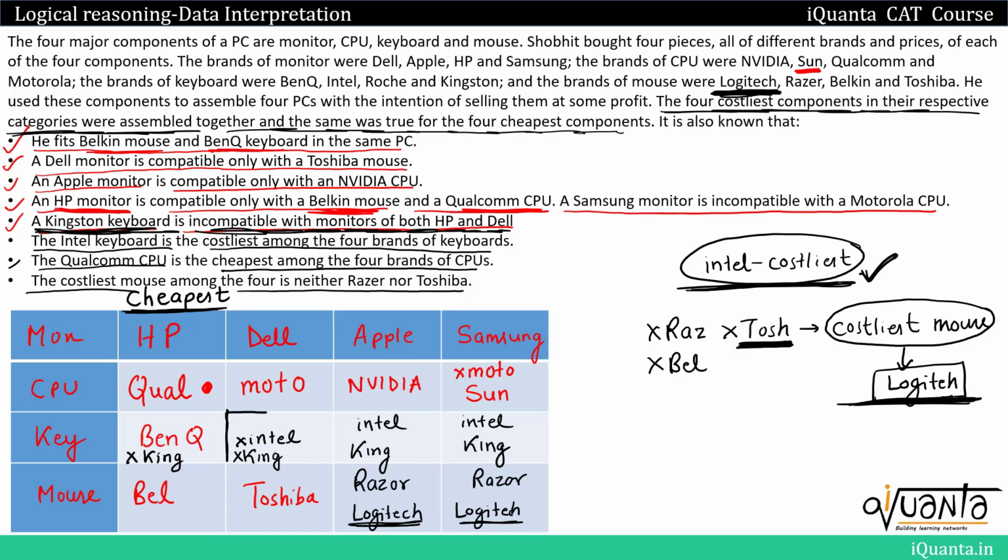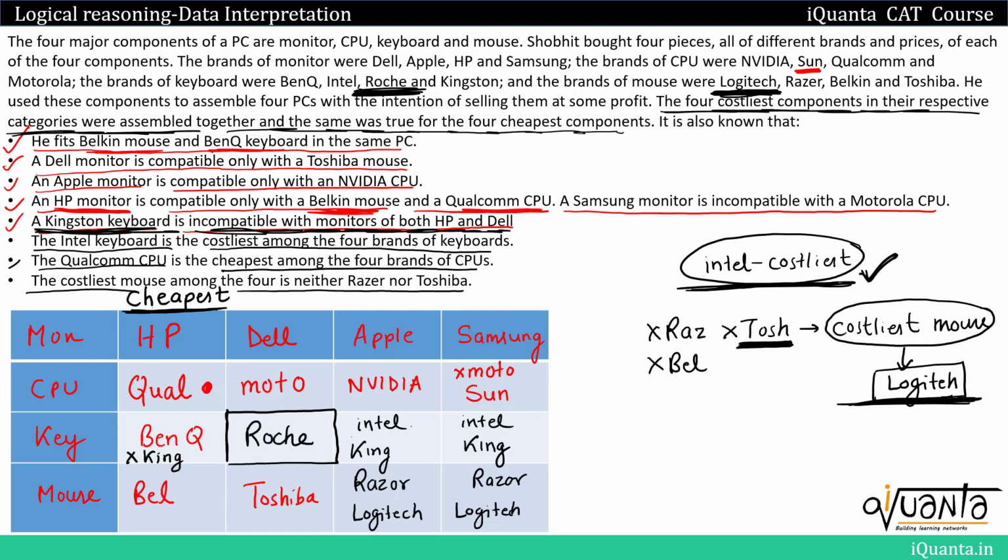Now if we look at this particular space over here, we cannot have Kingston over here, we cannot have Intel over here, and we cannot have BenQ keyboard over here because BenQ has been assigned to HP. So the only brand of keyboard left is Roche. That means only Roche keyboard can come over here. So we'll be writing Roche keyboard over here.